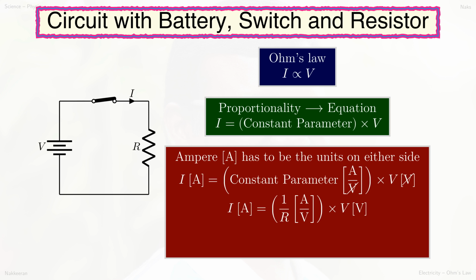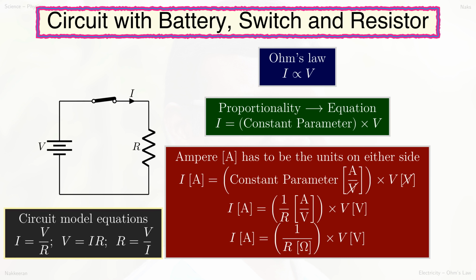Reciprocal of R units will be ampere divided by volt. Thus, we derived the constant parameter to be 1 over R. Ohm is the R units, which is a derived unit of volt divided by ampere. The unit of resistance is named ohm to honor the scientist who provided us Ohm's law. Thus, we derived the mathematical model equations for this electrical circuit as I equals V over R for current, V equals IR for voltage, and R equals V over I for resistance from Ohm's law.